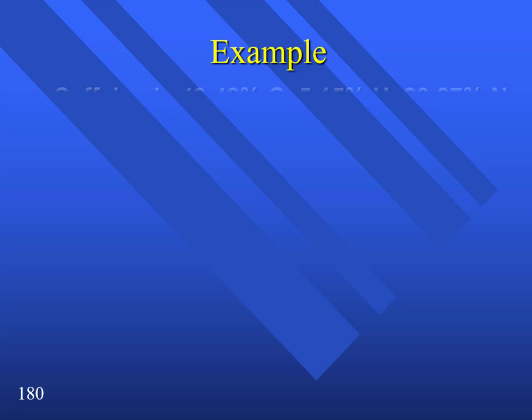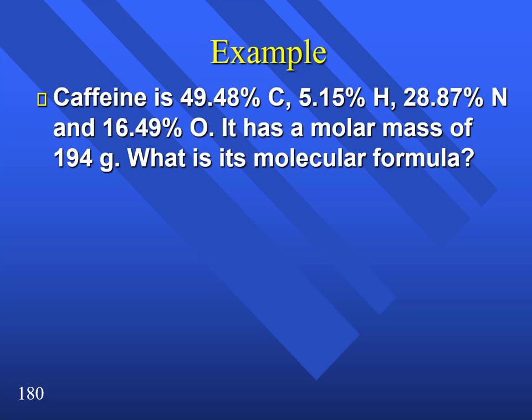So let's try one. Caffeine. I gave you these numbers for caffeine last week. Liquid sleep. Remember, we figured out the empirical formula for liquid sleep was what? C4, H5, N2O, or I think that's what it was. I can't remember. We'll find out because we can do this. So caffeine. So I've given you the same numbers for caffeine. All I did was add the sentence. You're right. It's got a molar mass of 194 grams.